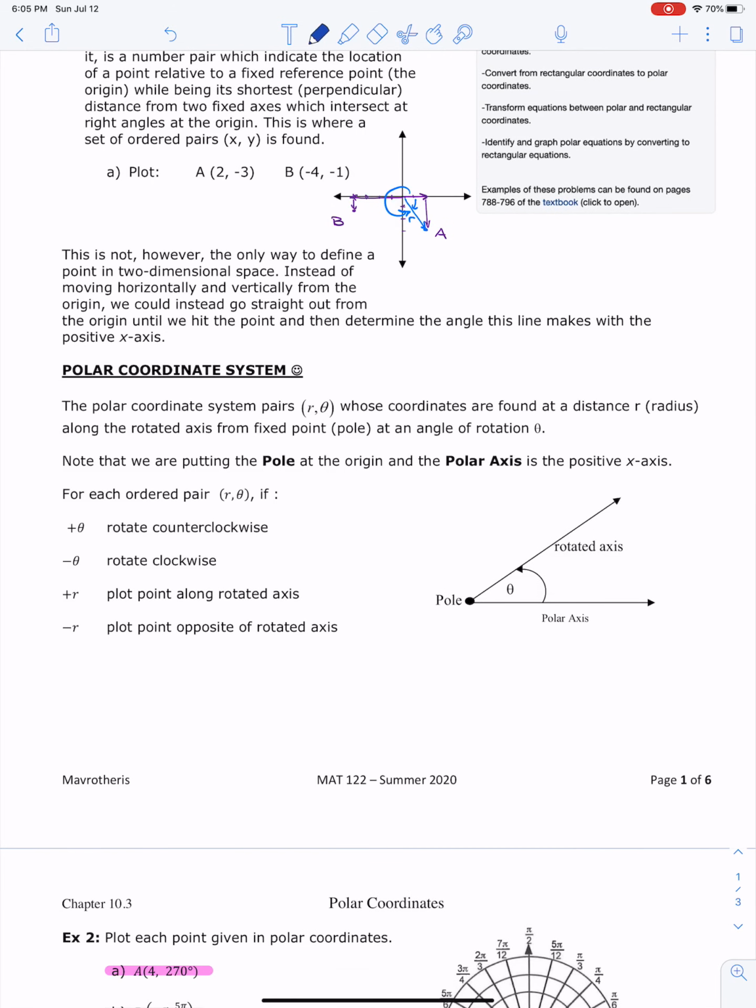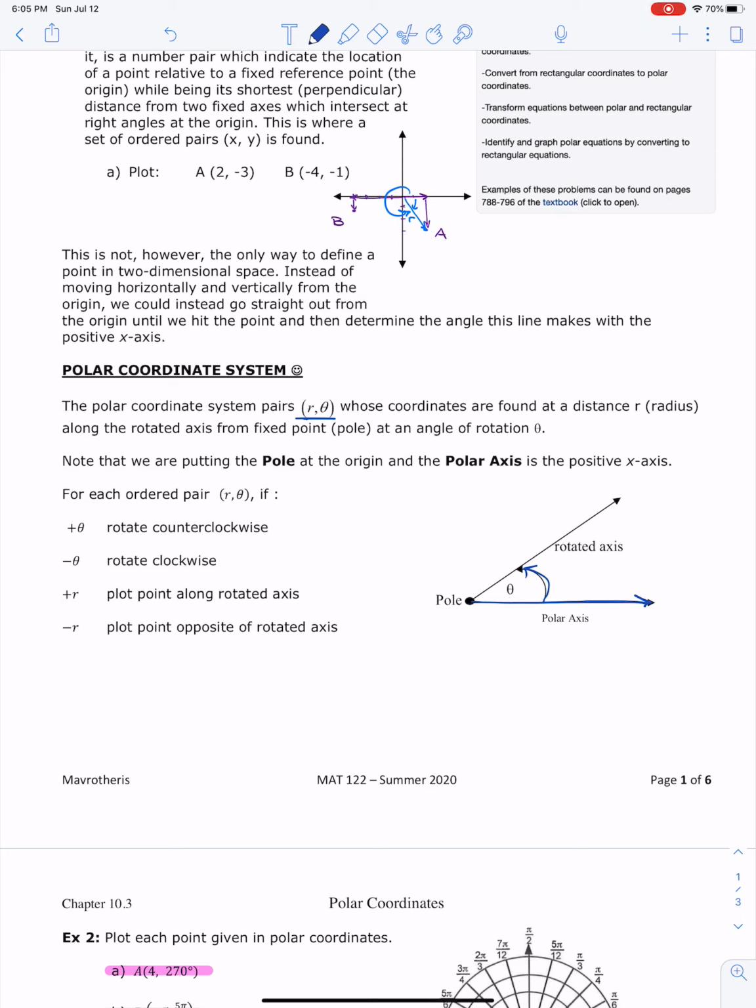The polar coordinate system is still an ordered pair, this time it is (r, theta). r is the same way that you have been using it. It's the distance from 0. Here we're calling our 0, the origin, the pole. Then we're going to rotate some theta. The polar axis lines up with our positive x-axis. Our rotated axis is where theta moves that axis to.